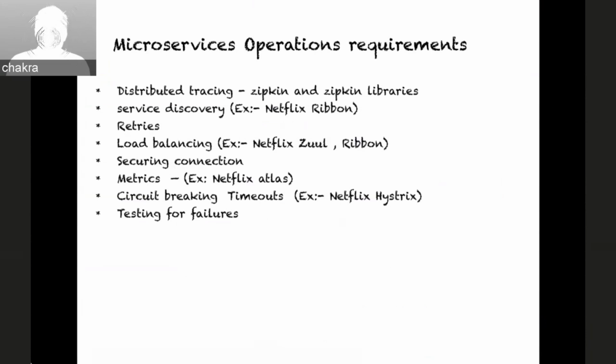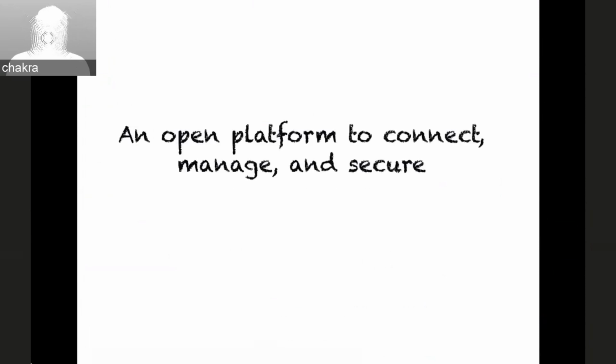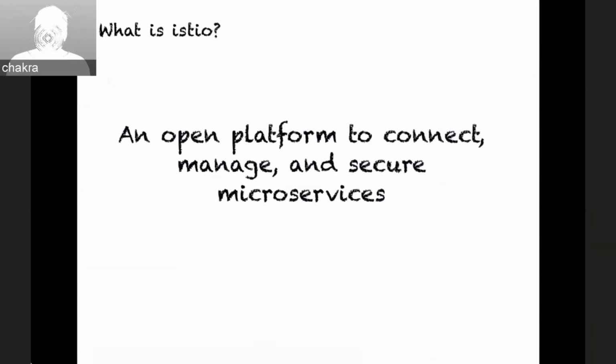So what if we can get all of these features without having to write any code? That would be awesome, right? So that's what Istio is all about. Istio is basically an open platform to connect, manage, and secure microservices, but without having to write those huge libraries into your application itself.